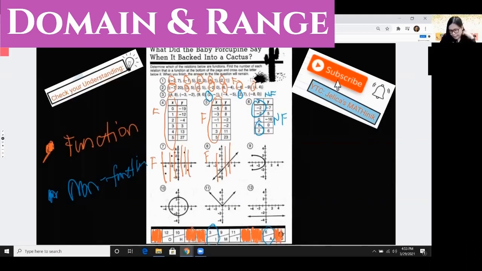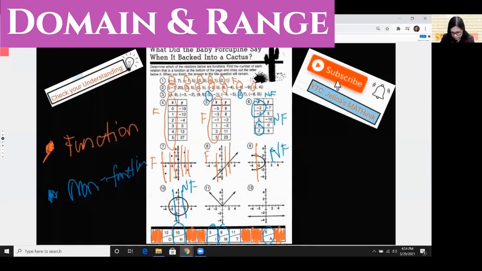Then we have number 9. Obviously in here for number 9, if I throw a vertical line test, it touches the graph more than once. So if it touches the graph more than once, it is a non-function. Okay, so we will encircle number 9. Next one, number 10. Again, if I draw a vertical line test, it obviously touches the graph more than once. So this one is a non-function. So we'll highlight it.